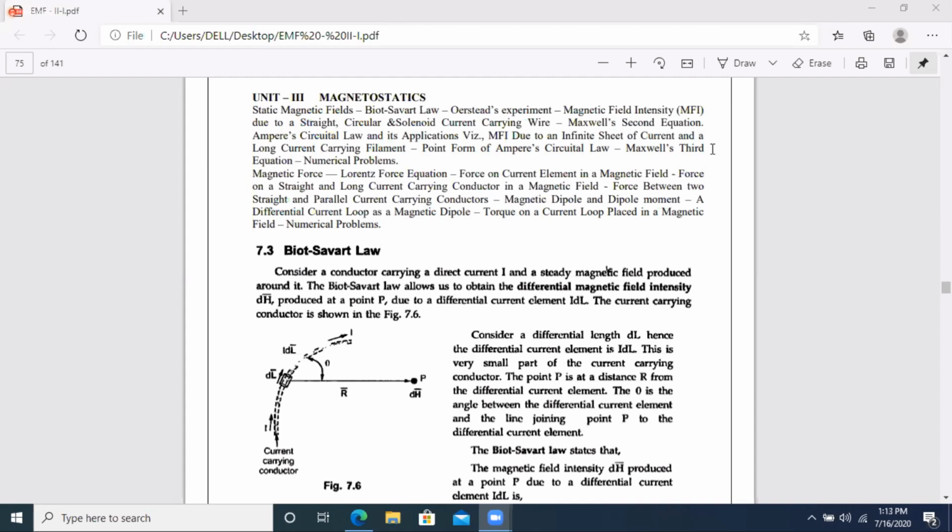Now, a current flowing through a conductor produces a magnetic field. Now, consider the Biot-Savart law as the magnetic field version of Coulomb's law.